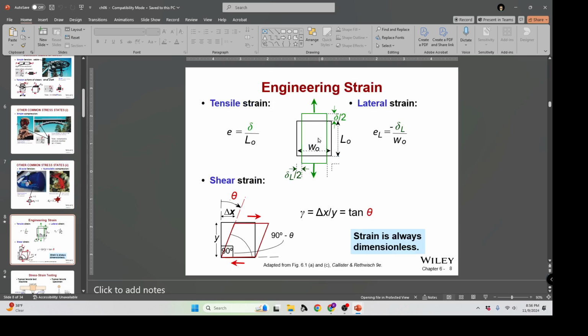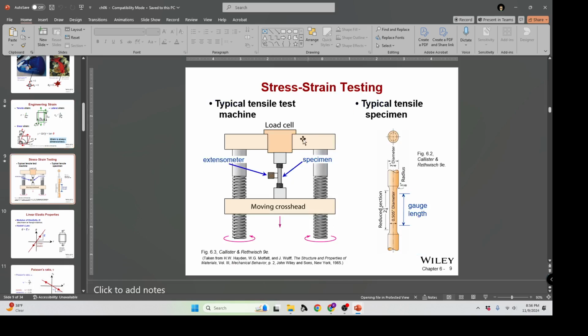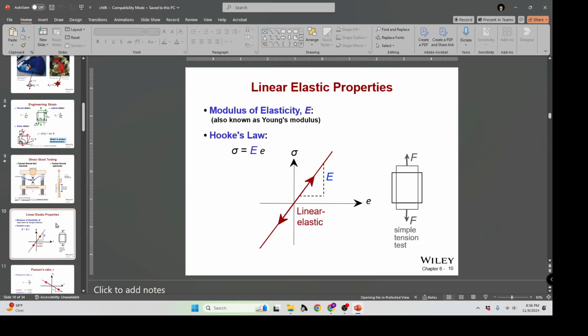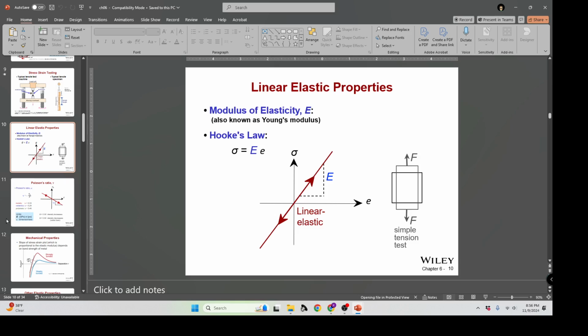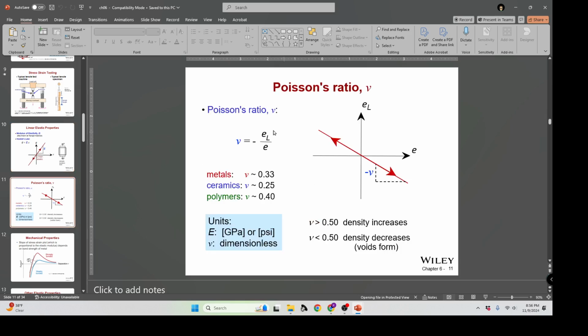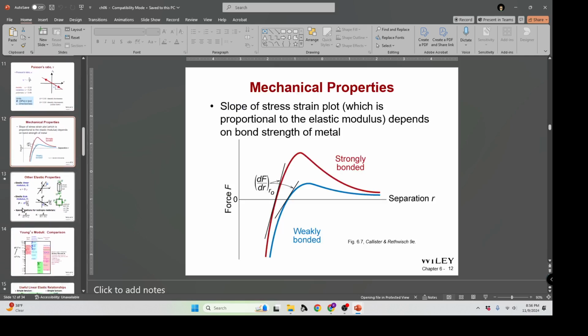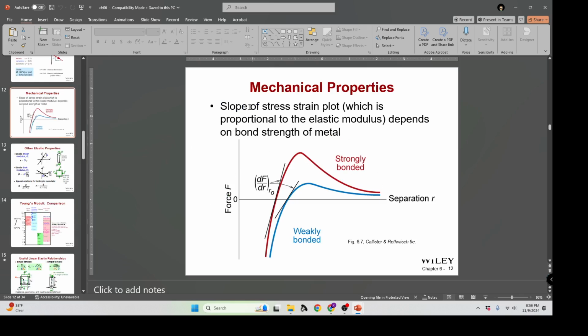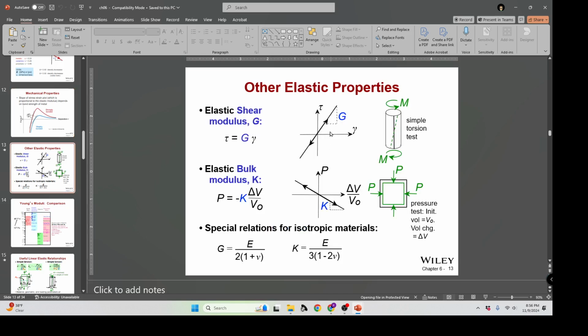Understanding what strain is, meaning the change in shape of the material, and what we're doing with an extensometer in a tensile test to see what's happening. Understanding what is Young's modulus, being familiar with the concept of Poisson's ratio, in order to understand what some of the mechanical properties are. So the slope of the stress strain curve giving us some sort of an idea which is strongly bonded or weakly bonded, and how all of that works.